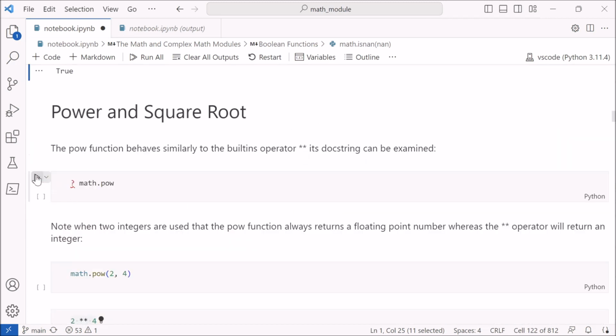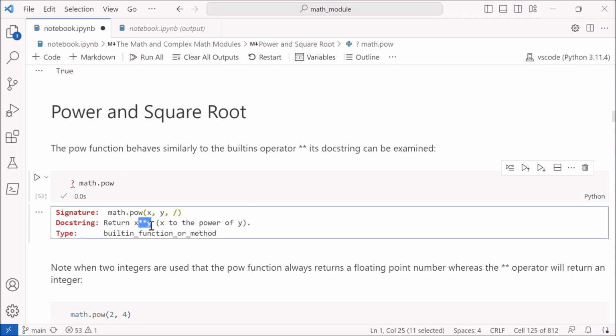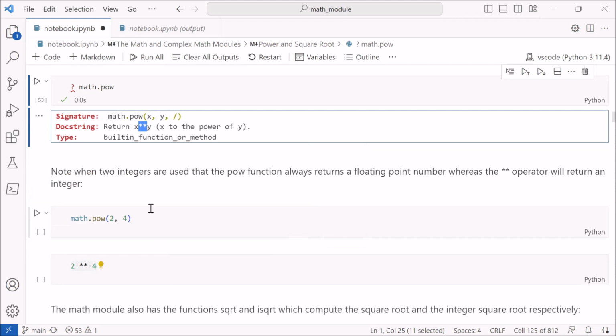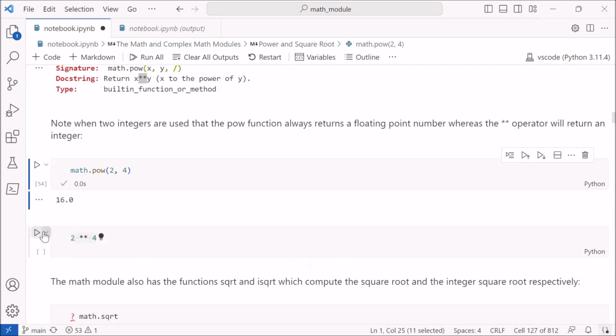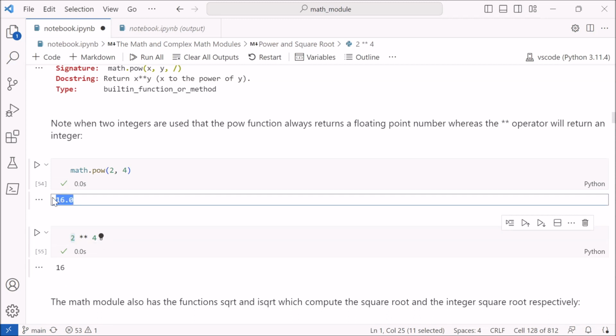So the math module has a power function which is very similar to the power operator. If the math function is however used on two integers, you'll see a subtle difference when using the power operator between these two integers. So here the type for both of these is an integer, so an integer is returned. Here a float is always returned.